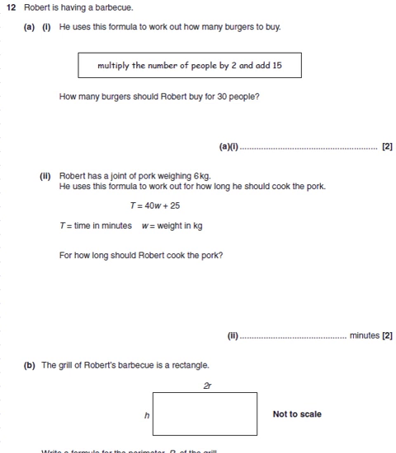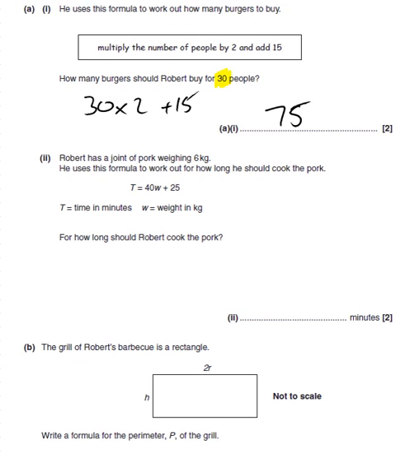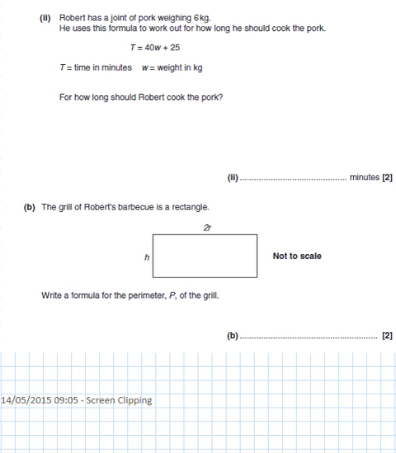Question 12. Use this formula to work out how many burgers to buy. Multiply the number of people by 2 and add 15. And we've got 30 people. So it's 30 times by 2 and add 15 to that. 30 times by 2, 60. Add 15, 75.